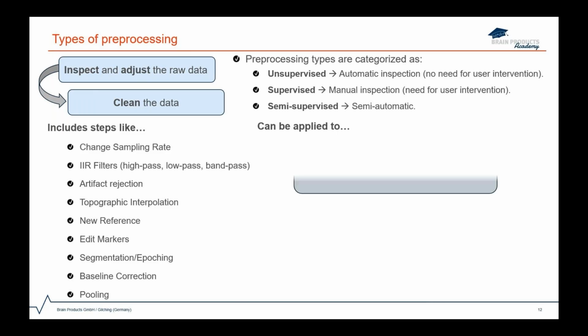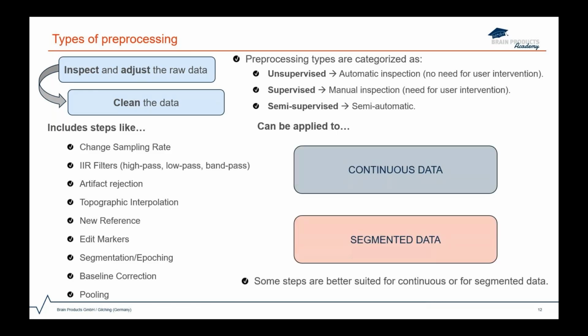These kinds of steps can be applied either to continuous data or segmented data. Some steps are better suited for continuous data and some better for segmented data, or some other steps are applicable to both equally. For example, edit markers can be applied either to continuous or segmented data according to what our requirements may be. Baseline correction is almost exclusively applied on segmented data, while filtering is preferably applied to continuous data.